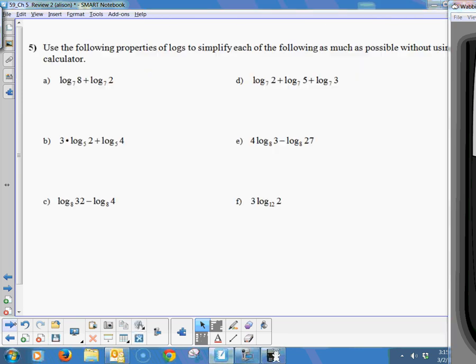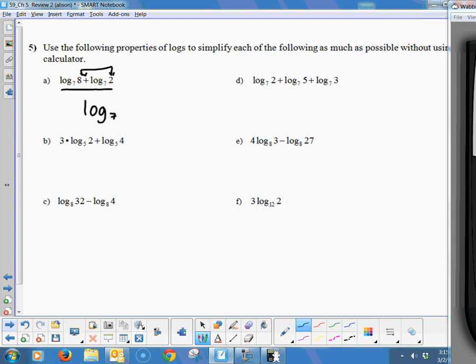Okay. Number 5. If you were stressing out about these things, don't. All it is, is using the log properties to combine things. Like here, you're adding log statements, so that means you multiply the guts. So that's log base 7 of 16. Here, again, you're adding, so you multiply the guts, so it's log base 7 of 2 times 5, 10, times 3, 30.